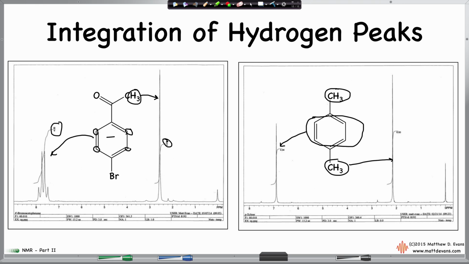So integration is pretty easy to understand. We just integrate the area underneath the curve. It's proportional to the number of hydrogens. So when you look at your unknown NMR spectra, those integrations that I did for you are actually the number of hydrogens that your molecule has, and so you can count on that to be pretty accurate.